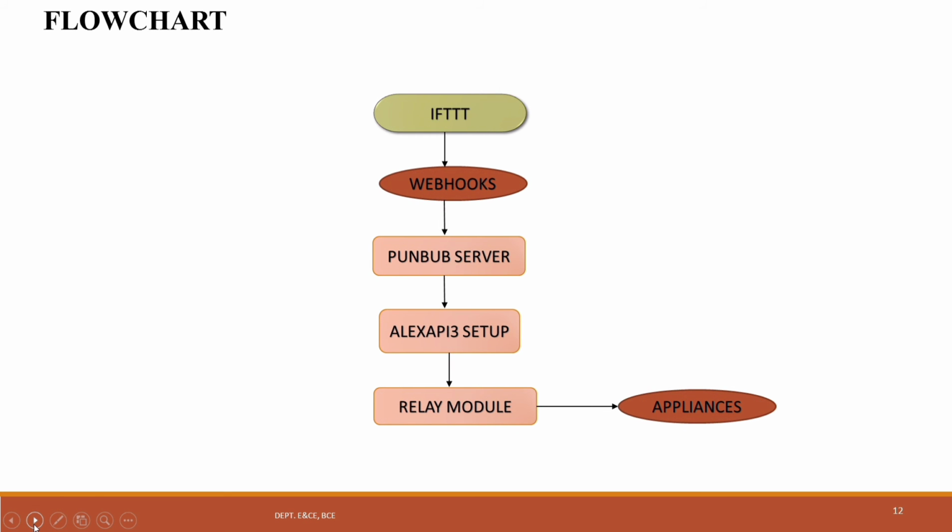Flowchart. IFTTT server through webhooks and PubNub server with alexapi3 setup sends the command to the relay module for on and off of the appliances.